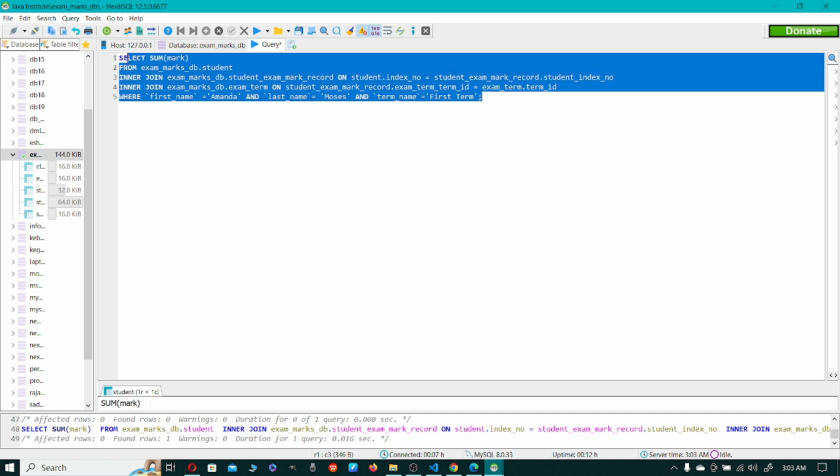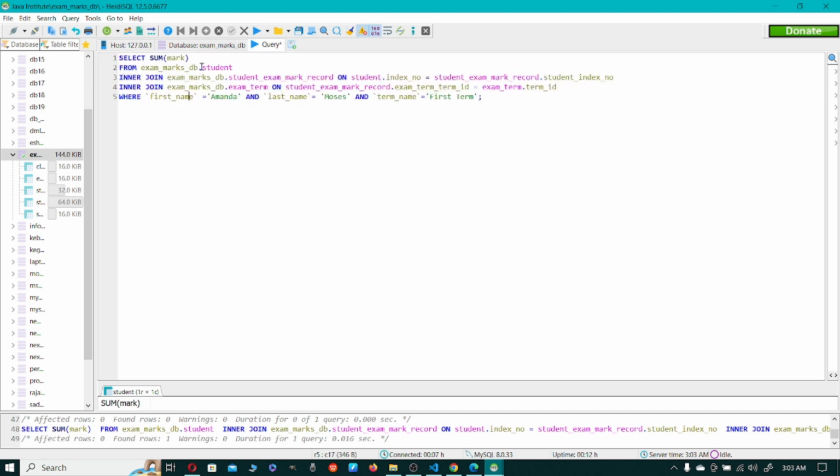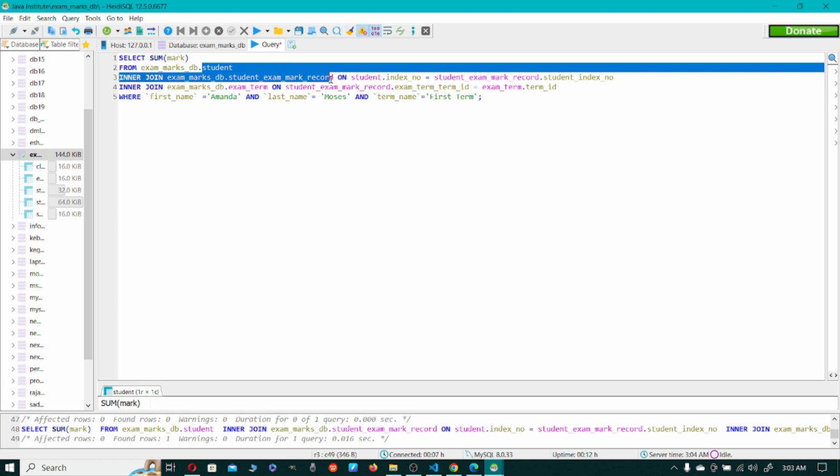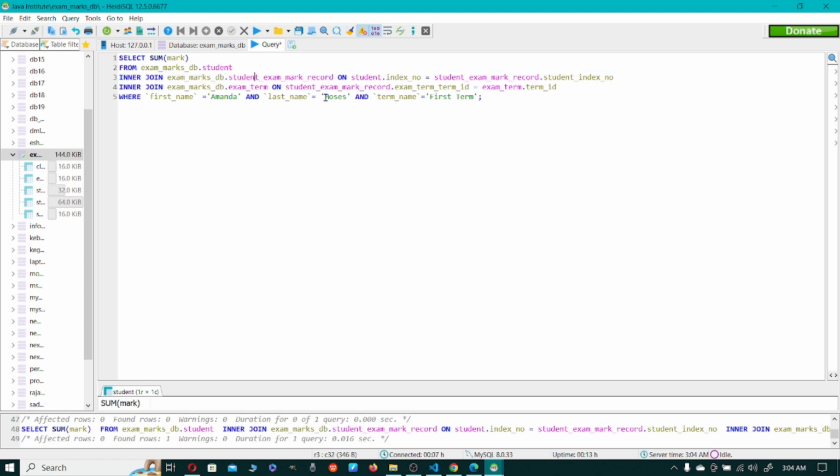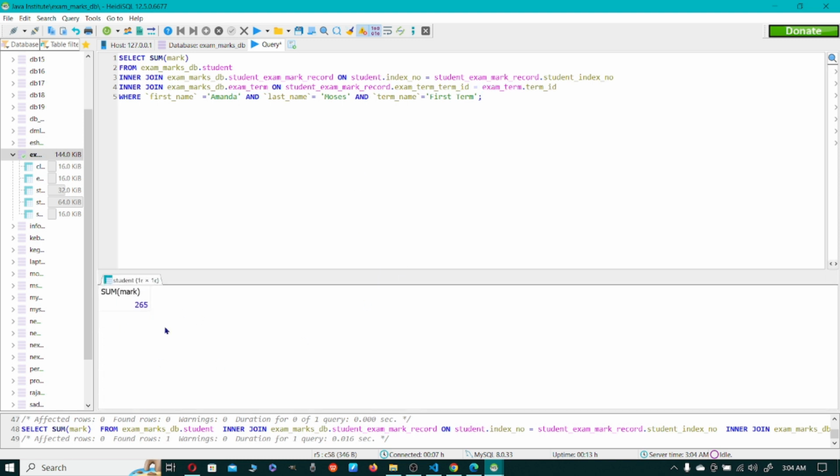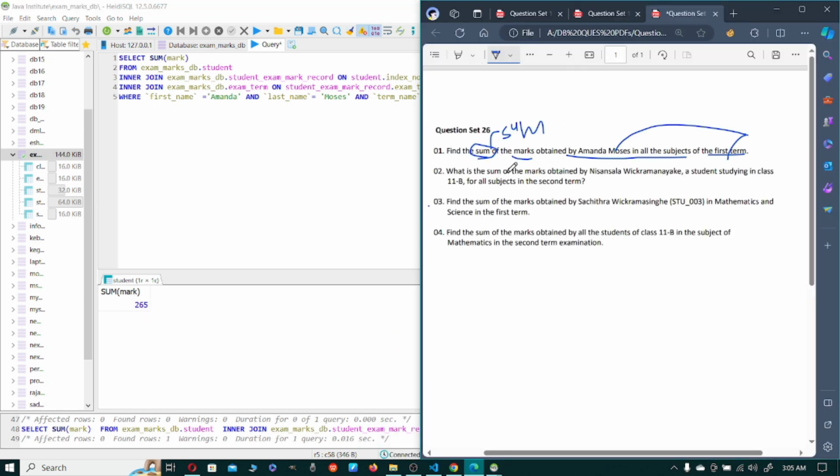So this would be our first query. Firstly, we have joined the student table with the student exam mark award table. We did this so we can access the marks obtained by that student. Then we have joined the exam term table. I have executed the query and this is what I received, 265. Let's see the next question.